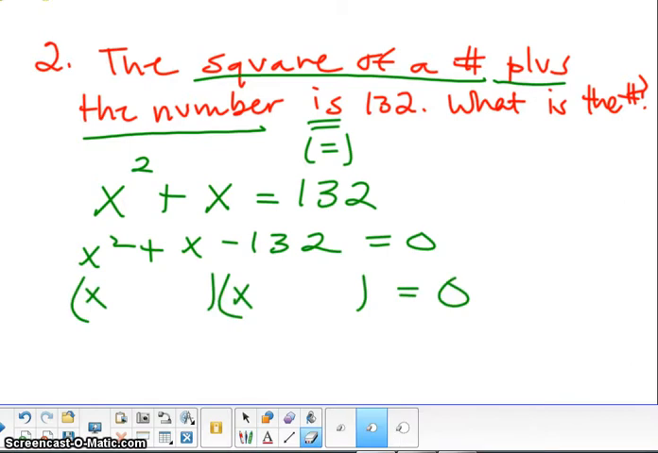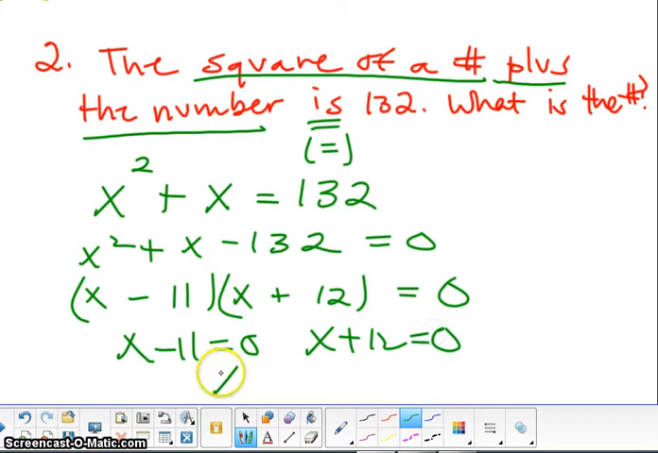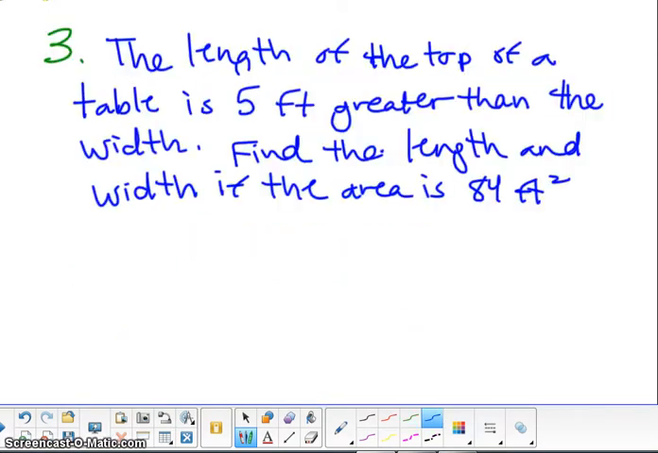And the winning numbers are 11 and 12. Which makes the plus sign have to go on the 12 because it is a positive 1 that we're looking at. Setting both of those equal to 0 by the zero product property says that x could be 11 or negative 12. And that would be your final answers. You can have both of those answers since it did not give a restriction on what type of number it should be. All right, the third question is the length of the top of a table.